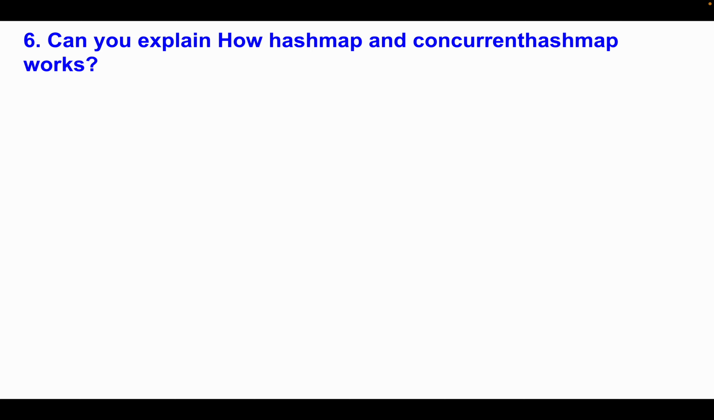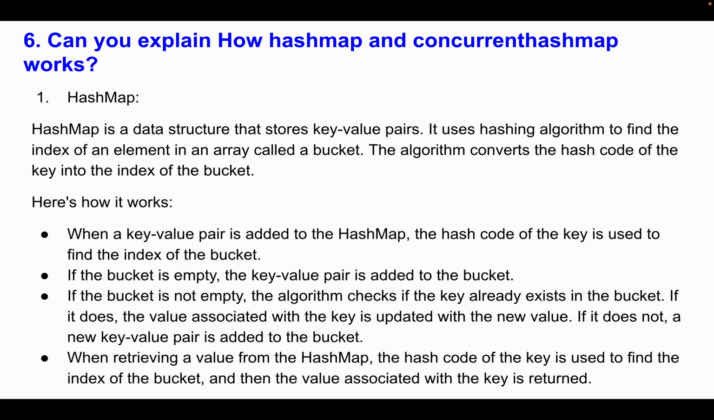Now question number 6, can you explain how HashMap and ConcurrentHashMap work? This is again a very common question. HashMap is a data structure that stores key-value pairs. We all know that, right? It uses a hashing algorithm to find the index of an element in an array called a bucket. The algorithm converts the hash code of the key into the index of the bucket.